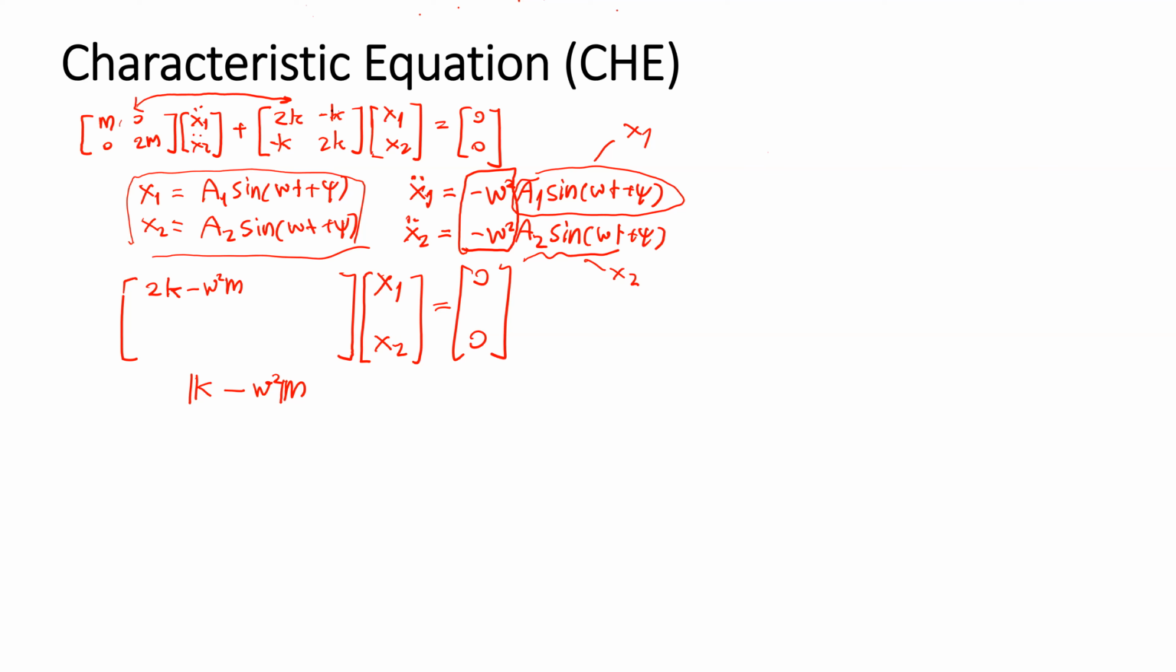The second component still stays the same because in the mass matrix it is 0. How about here? The stiffness term is still minus k, but the mass term is 0. Here, the stiffness term is 2k, and the mass term multiplied by minus omega square will be minus omega square m.